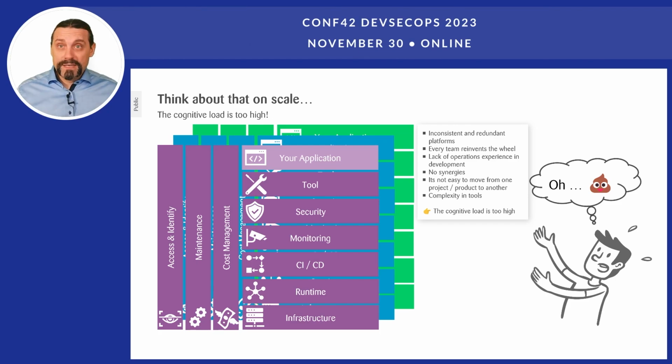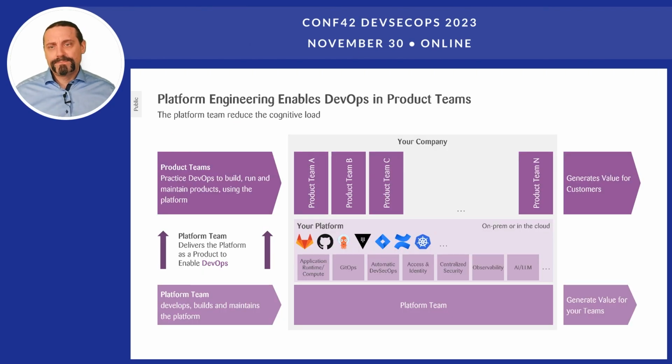So now we are here. Are we doomed? Can we do DevOps, or should we go back to the silo organization? No. Let me quickly explain how we do that nowadays. So nowadays we are talking about platform engineering. Platform engineering is here to enable DevOps or DevSecOps in the product teams.